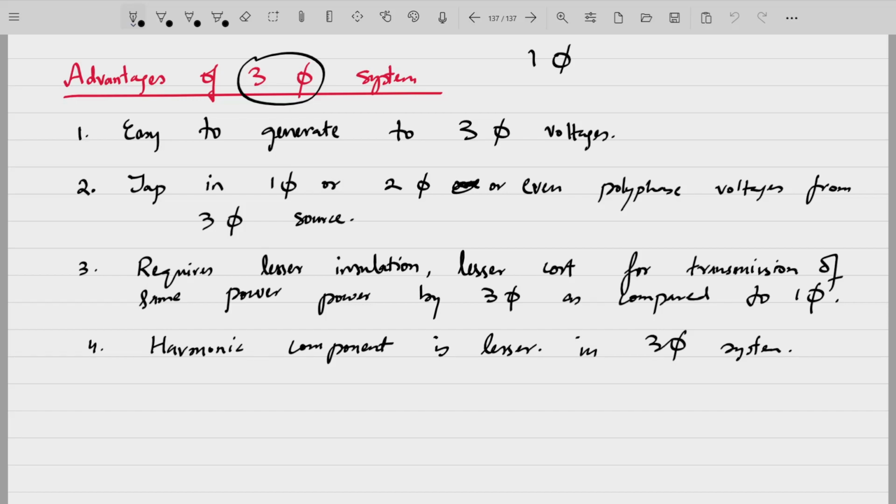But with a three-phase system, what happens is that triplen harmonics are absent.